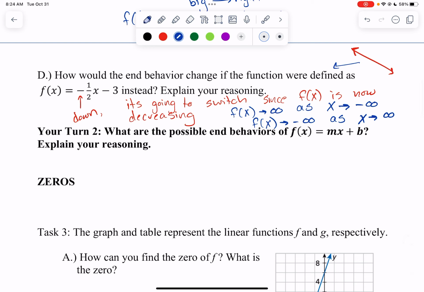Now I want you to go ahead and jot down your turn number 2. What are the possible end behaviors of f of x equals mx plus b? So again, that's our linear function.